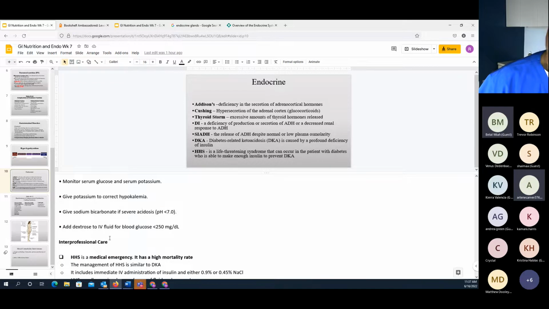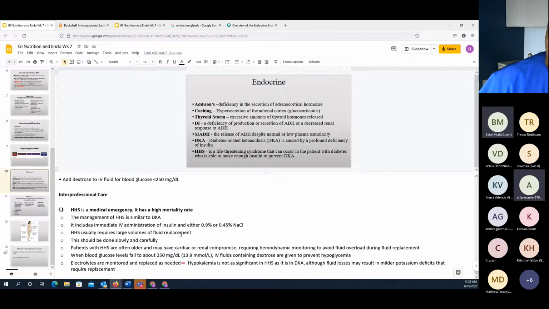We talked about that. Also, once the blood glucose levels get to about 250-ish, we have to hang a dextrose solution, all right, because they can go to the opposite end and become hypoglycemic. So once the blood glucose levels fall to around 250-ish, hang dextrose solution.